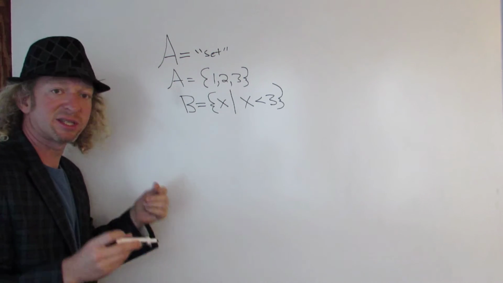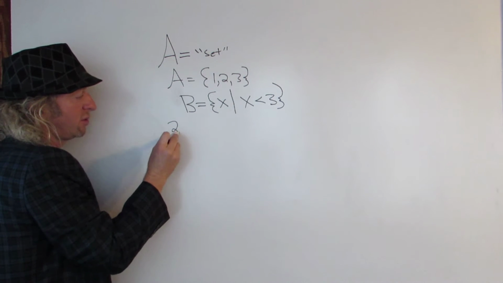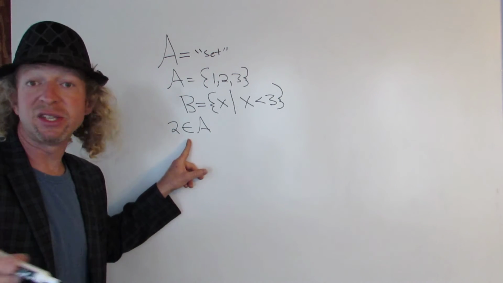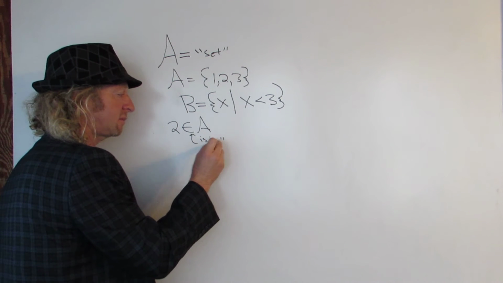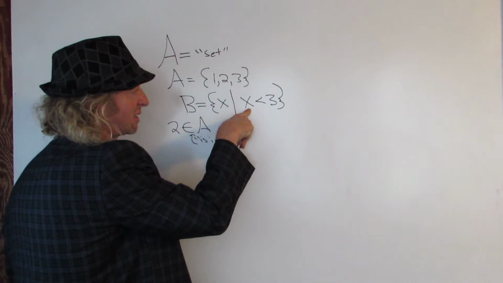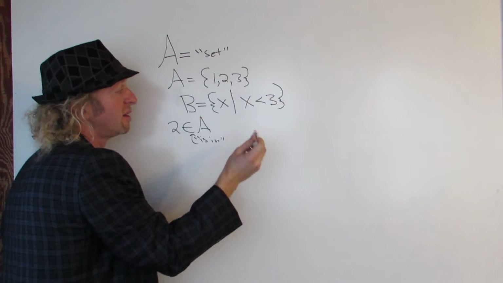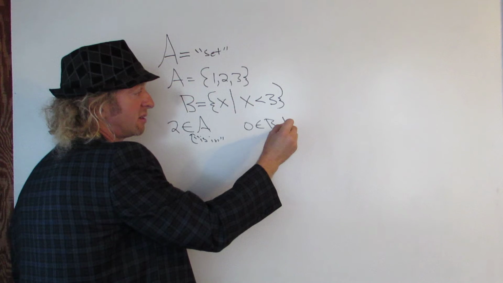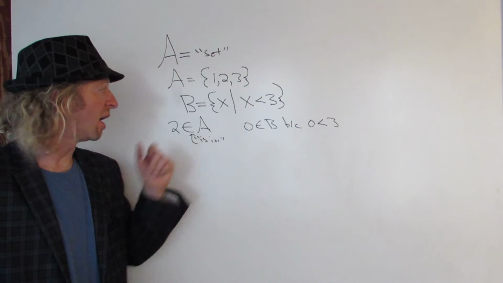If we say a number is in a set, we use special notation for that. For example, 2 is in A. This symbol means is in, belongs to, is a member of, is an element of. I like to say is in, it's just easier to say. So 2 is an element of A, it's in A. In this case, the elements of B are the elements x such that x is less than 3. So 0 is in B, right? Because 0 is less than 3. This is the condition for something to be inside B.